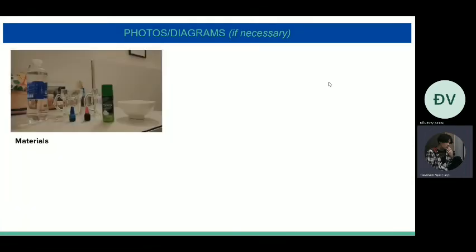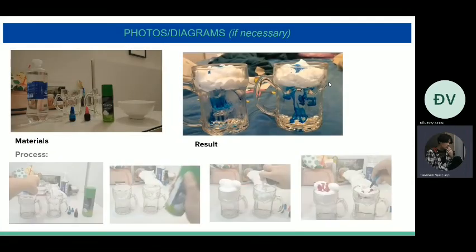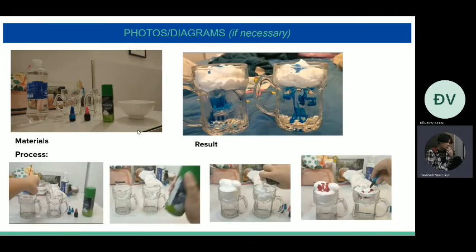These are the photos and diagram of our experiment. We have the materials that we need to use for the experiment. The process: pour the water in, shake the shaving cream, put the shaving cream on top of the water, and drop food coloring on top, and the result of the experiment.